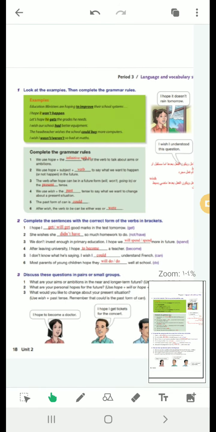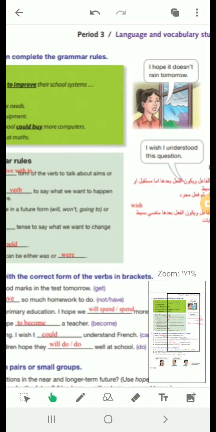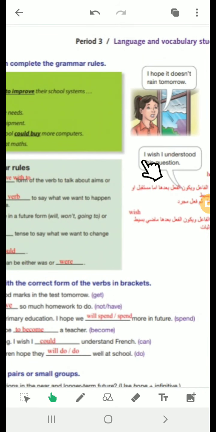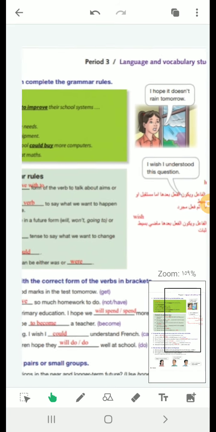Now look at this. I hope it doesn't rain tomorrow. I hope, she use what? It, subject. After it, we use present simple in negative form, doesn't rain tomorrow, to talk about the future event. Here, I wish I understood this question. After I wish, we use subject I, then understood, past simple.